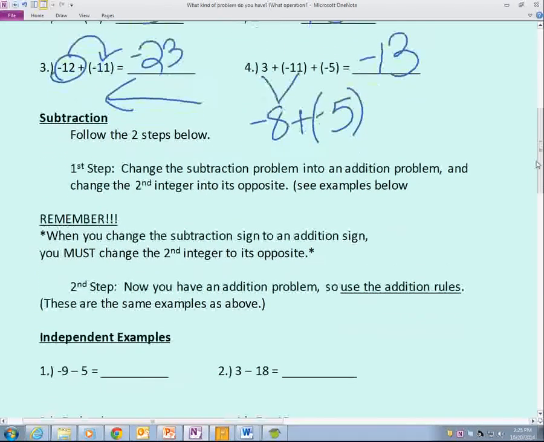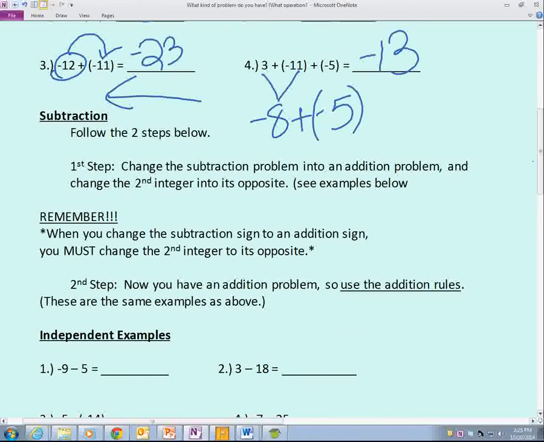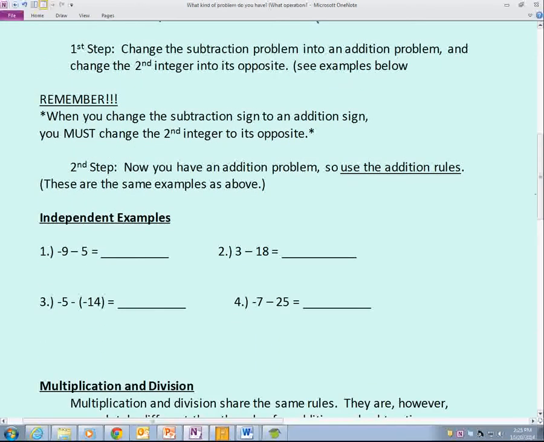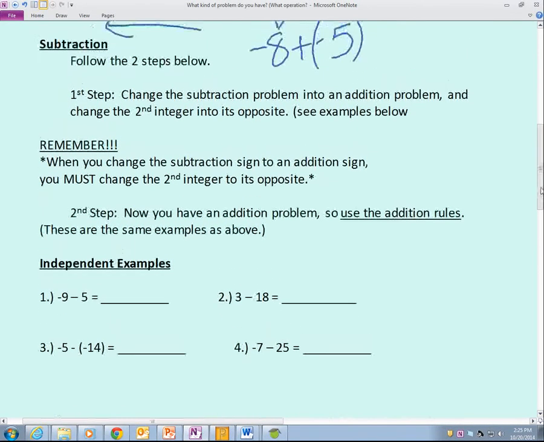All right. So, any questions on addition of integers? Okay. Subtraction of integers. This is the part that a lot of people get messed up on. The first step is to change a subtraction problem into an addition problem, and change the second integer into its opposite. For example, see them below.